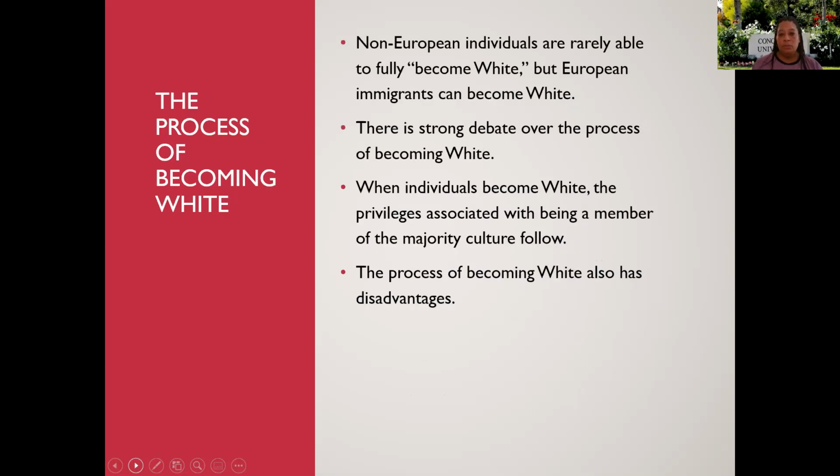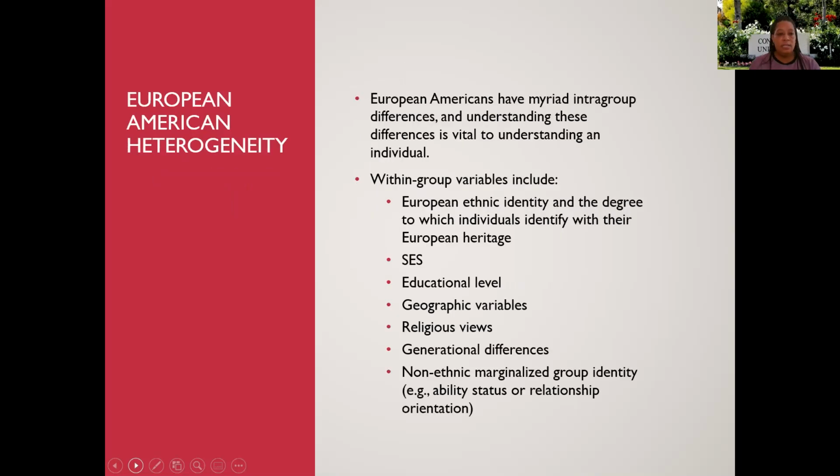Non-European individuals were rarely able to become fully white, but European immigrants could become white. There was a strong debate over the process of becoming white, and when individuals become white, the privileges associated with being a member of the majority culture followed. The process of becoming white also had its disadvantages.